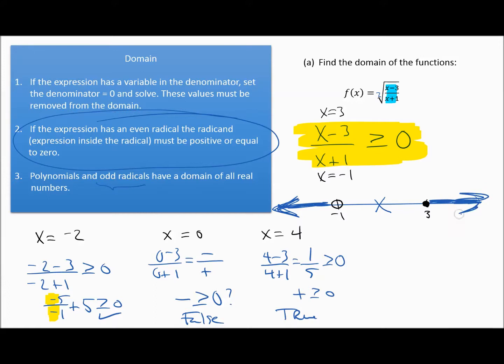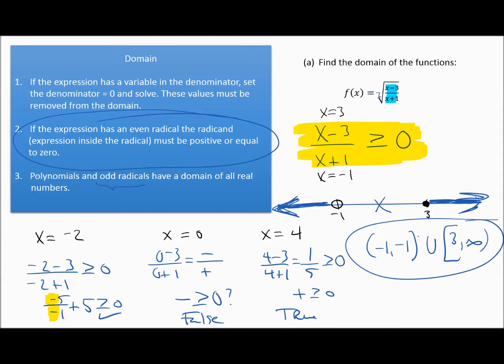Now what? Well, the domain is that interval. So the left side is negative infinity to -1 with a parenthesis, because the -1 is not included, union with a bracket around the 3 to infinity. And that's how you find the domain of rational expressions composed with radical expressions. Okay?